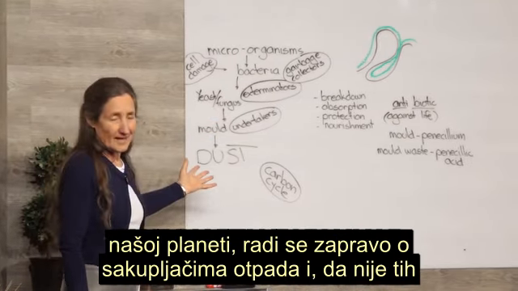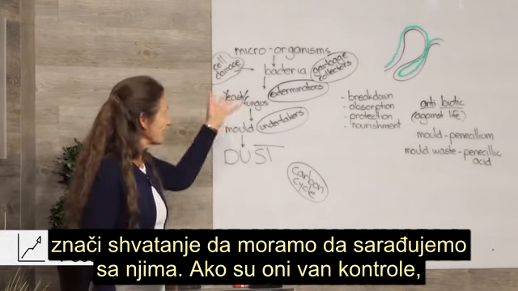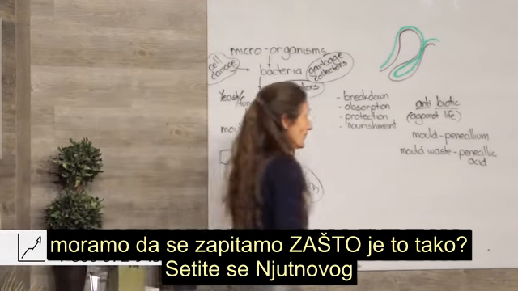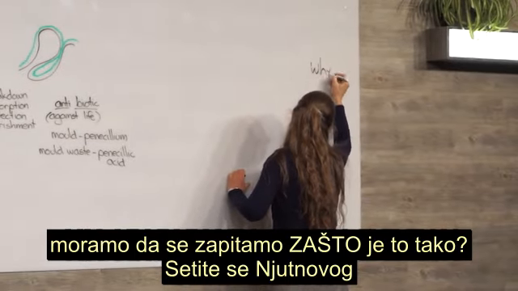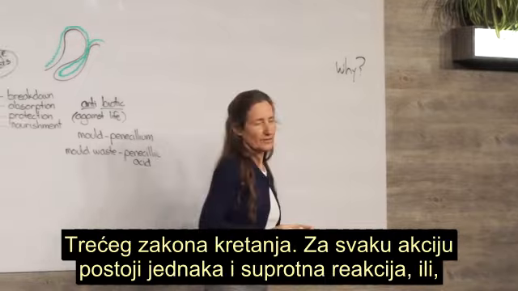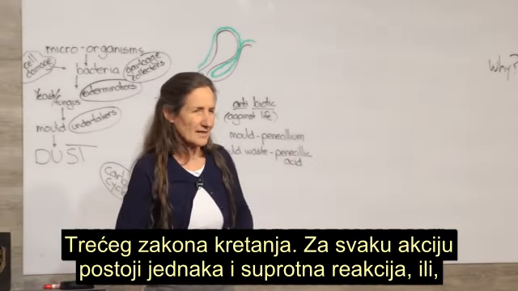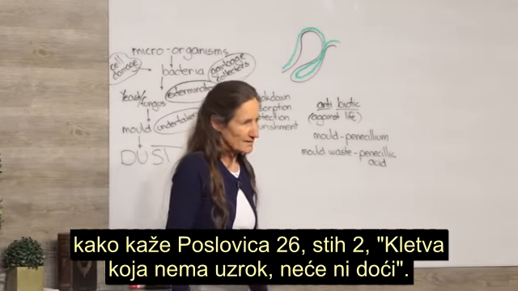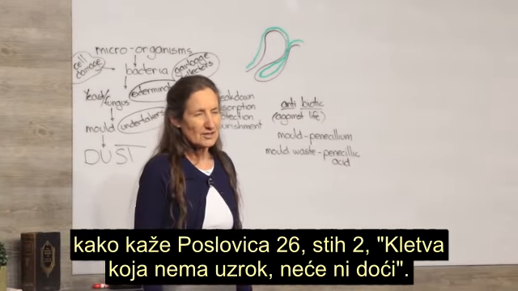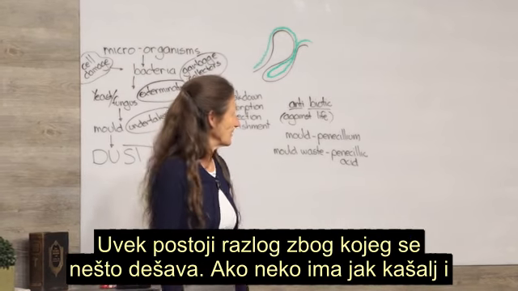Understanding the role that they play on the planet Earth, understanding the role that they play in the running of the human being, we can realise that what we need to do is work with them. And if they are out of control, we need to ask ourselves, why are they out of control? Sir Isaac Newton's third law of motion: to every action there is an equal and an opposite reaction. Or as the proverb says in Proverbs 26 verse 2, the curse causeless shall not come. There is always a reason.